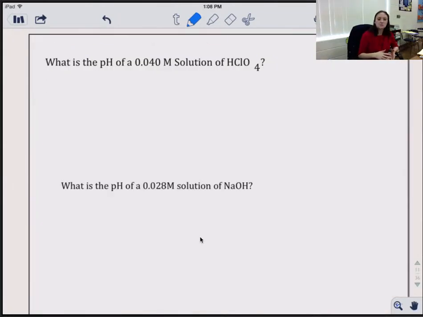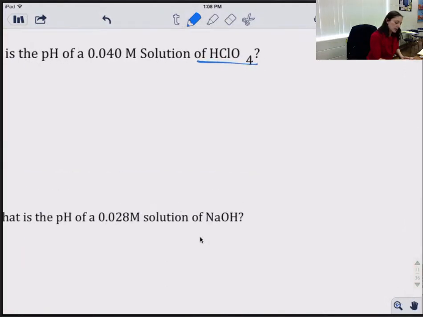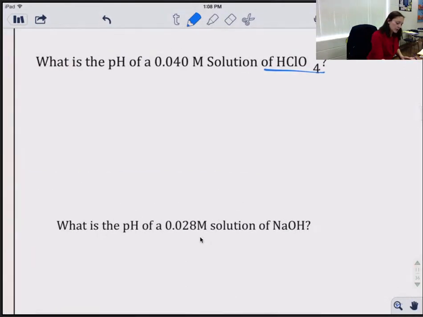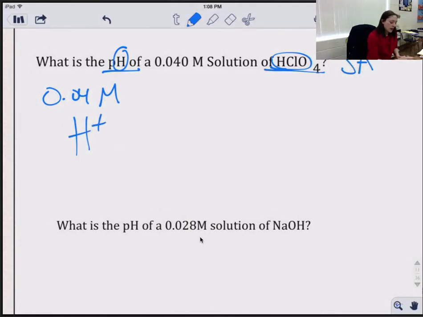All right, so we're going to find the pH of a 0.04 molar solution of HClO4, and we're going to do the pH of a 0.02 molar solution of NaOH. These ones are easy because this right here is a strong acid. Since it's a strong acid, the only way we get our pH is that hydrogen is from the initial one. So all of that 0.04 molar for the HClO4 is just the H+. And so all I have to do is the negative log of 0.04.